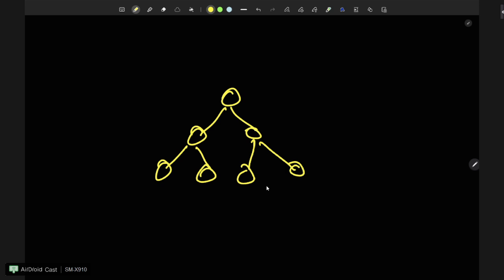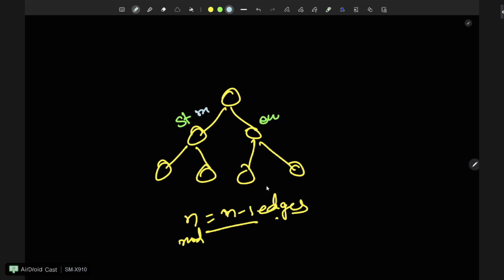we have one tree. Suppose this is a tree with n nodes and n minus 1 edges. And we are given two nodes, st the starting node and en the ending node. We have to move the mouse such that it starts from this node and finally ends at the en node.